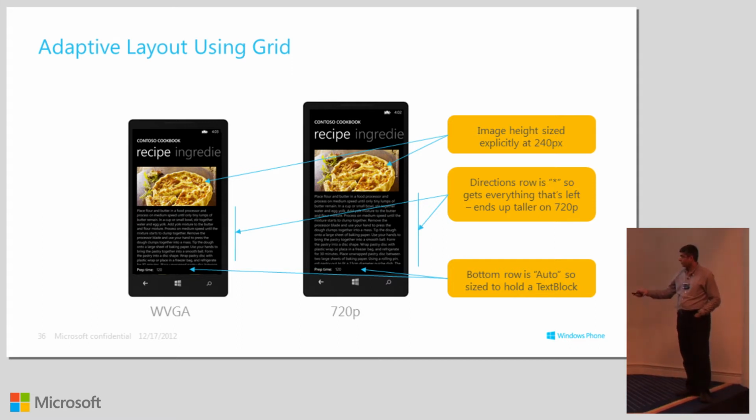Both of these are auto and both of them are the same size. But the difference comes here because there is more real estate, it's enlarging itself to allow more content. If I had set this to auto, what would happen?